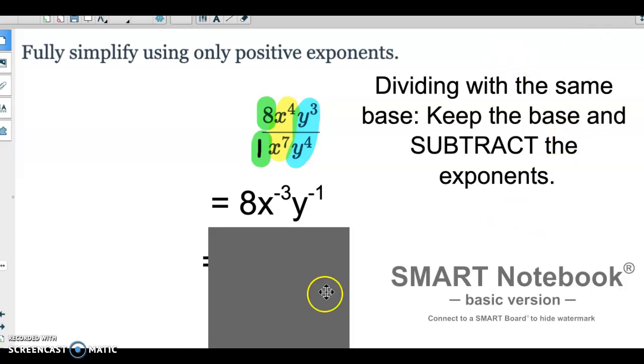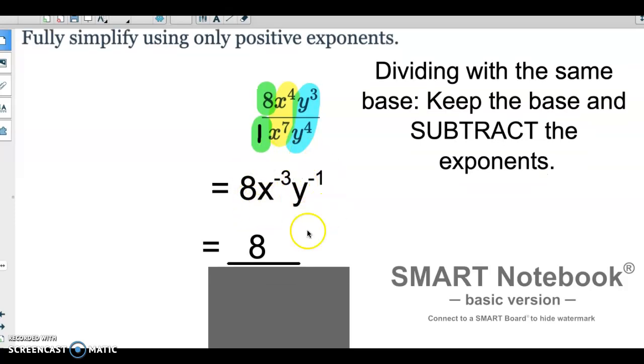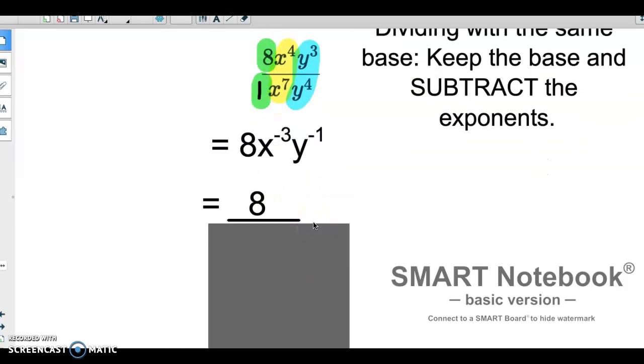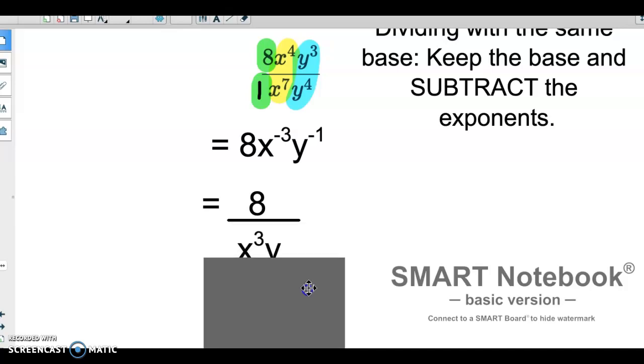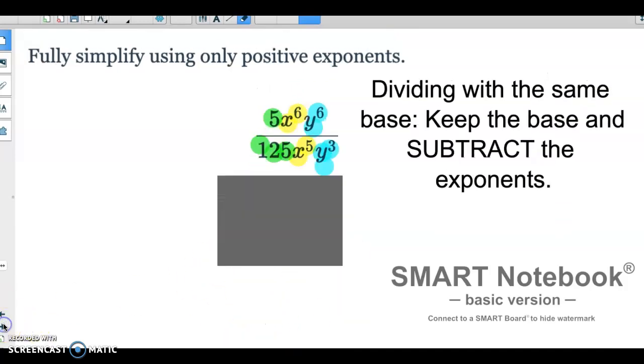So we're going to go through and simplify this a little bit more. This turns into 8, that stays in the numerator, and then these negative exponents, we bring them to the denominator and make the exponents positive. So over x cubed y. You do not want to write it like this. You don't want to put x cubed y to the 1st. That is not fully simplified because when the exponent is 1, we don't need to write it. So 8 over x cubed y is your final answer.